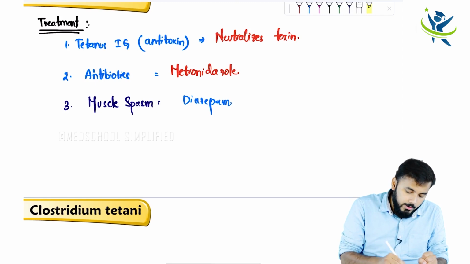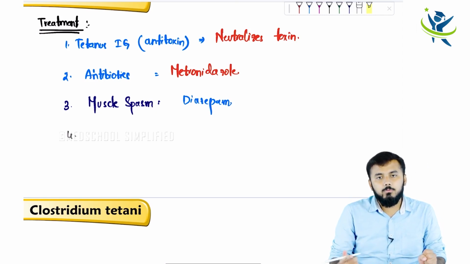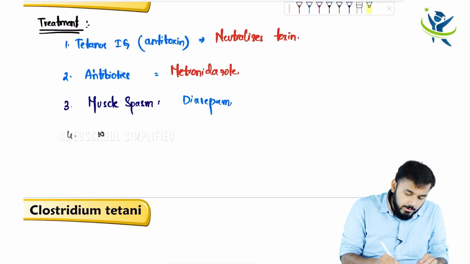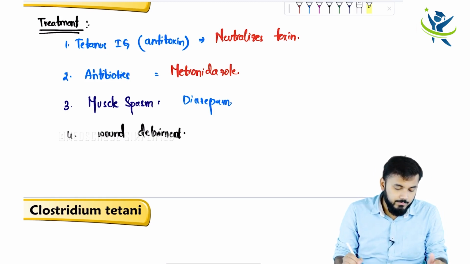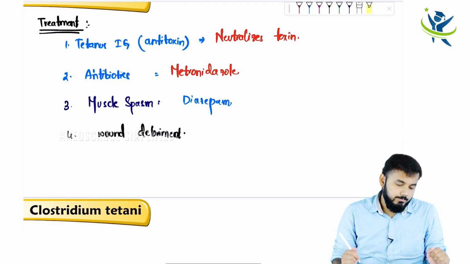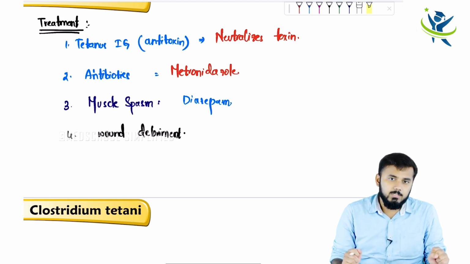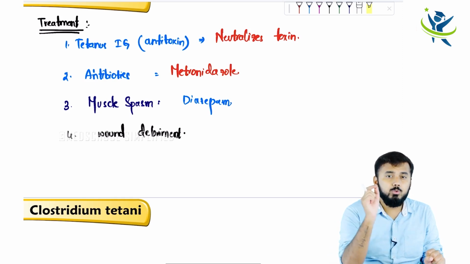And the fourth important point in the treatment is that when you get a wound, you wash the wound properly. There should be proper wound debridement. Right. Another important thing. For example, if this patient has been affected with Clostridium tetani and is not under proper treatment, what can be the complications in his later life? The complications can be so severe.